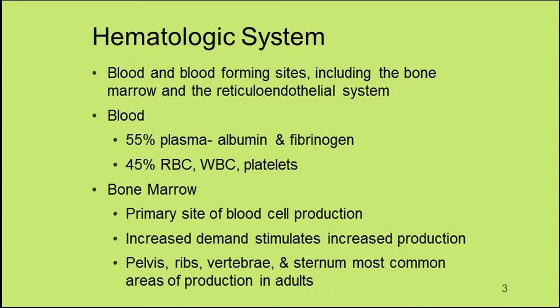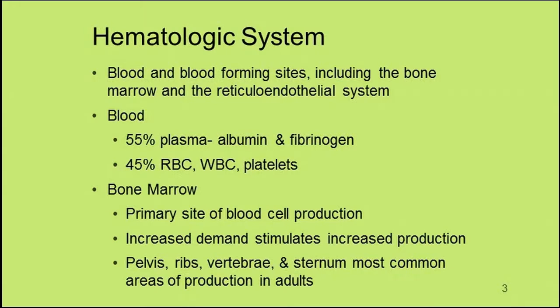Blood is about 55% plasma, which includes albumin and fibrinogen. Y'all know what albumin is. It's a protein, and fibrinogen has to do with clotting, the clotting process. And then the remaining 45% is made up of red cells, white cells, and platelets. Hopefully you know what each of those components are responsible for doing. So, review that if you're not familiar or can't remember exactly.